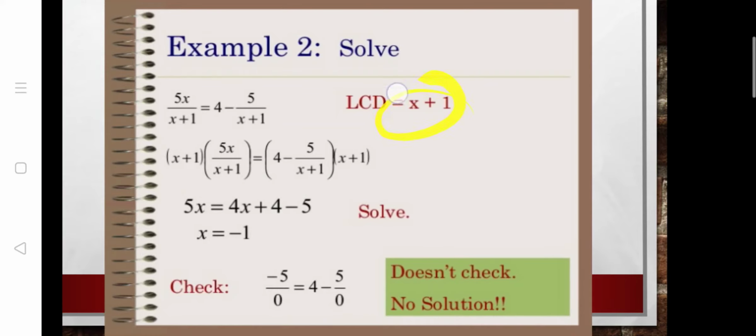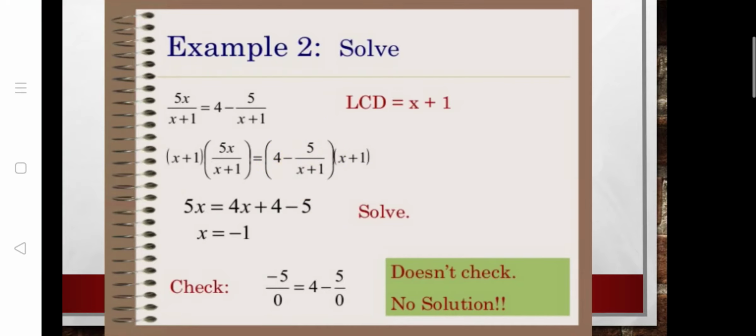So multiply this LCD to both sides of the equation. So this is the step 2. We have to multiply. Let's try first the left side. As you can see, we can cancel out x plus 1. That's why we have 5x on the left side. Then on the right side, as you can see, this is two terms, okay? The values here we have 4 and 5 over x plus 1.